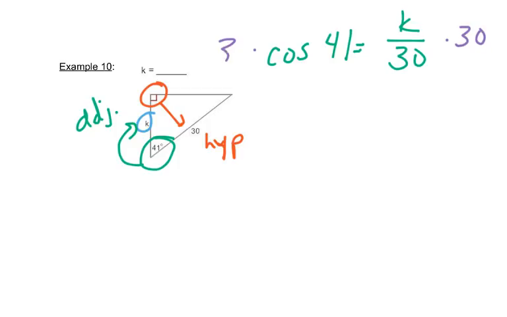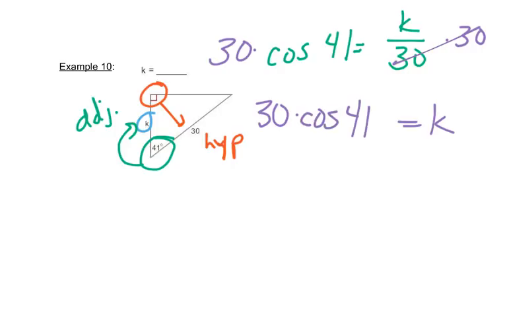Multiply both sides by 30. So in our calculator, we're going to do 30 times the cosine of 41. And that tells us that K is equal to 22.64. Round it to the nearest whole number would be 23.